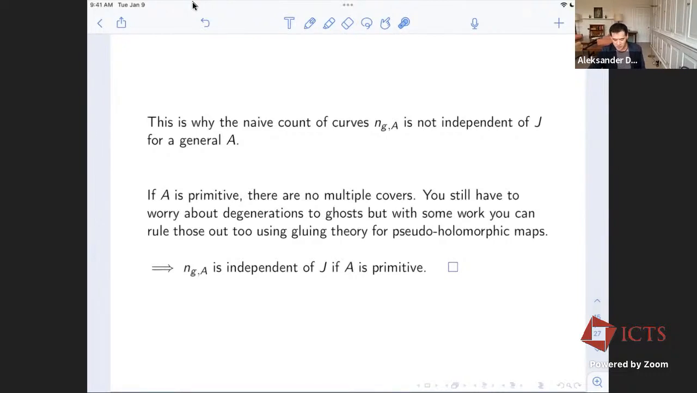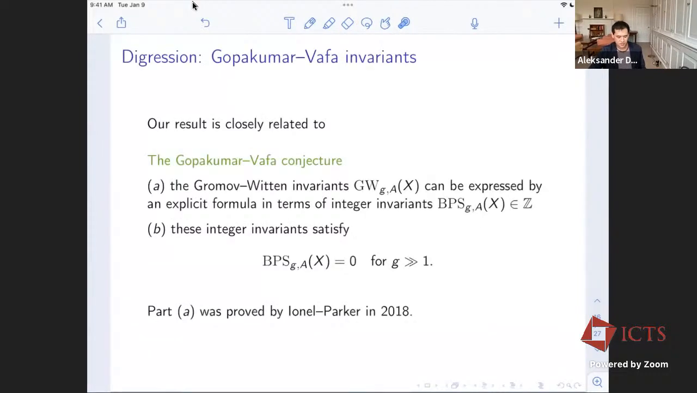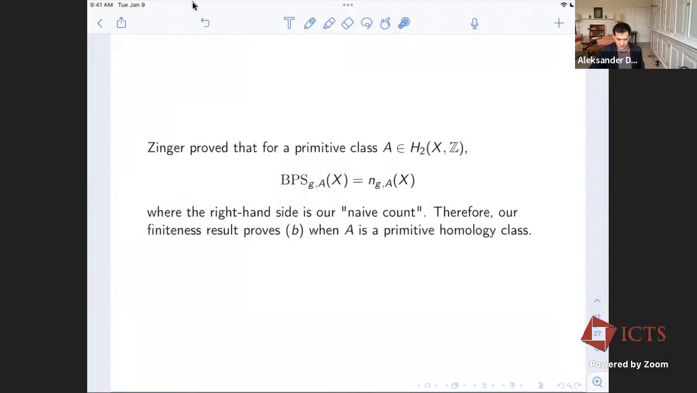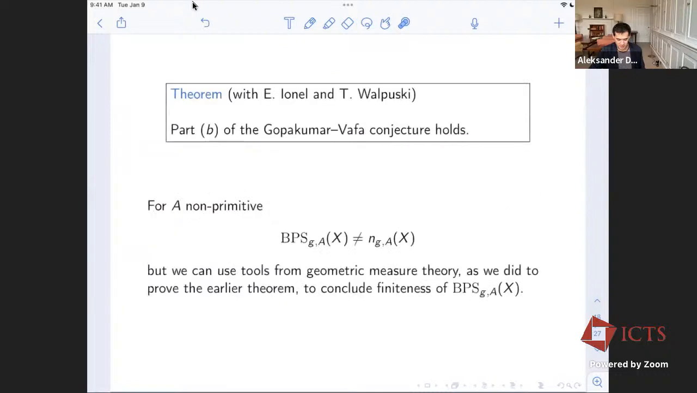Let's see, I wanted to say something. There's this digression about the Gopakumar-Vafa conjecture. Let me just not talk about this now, maybe if there are questions about it, because that will take some time.